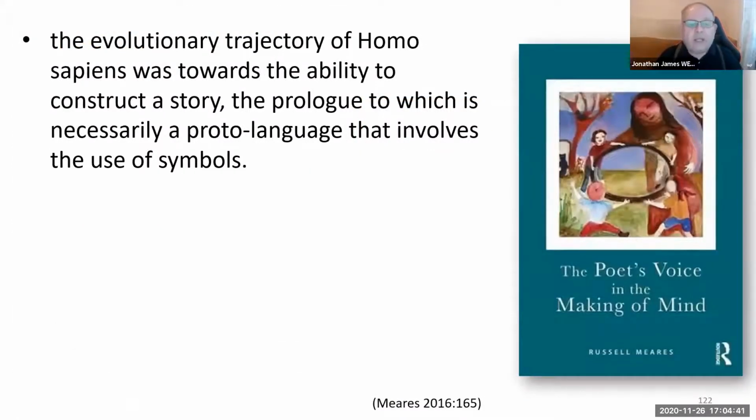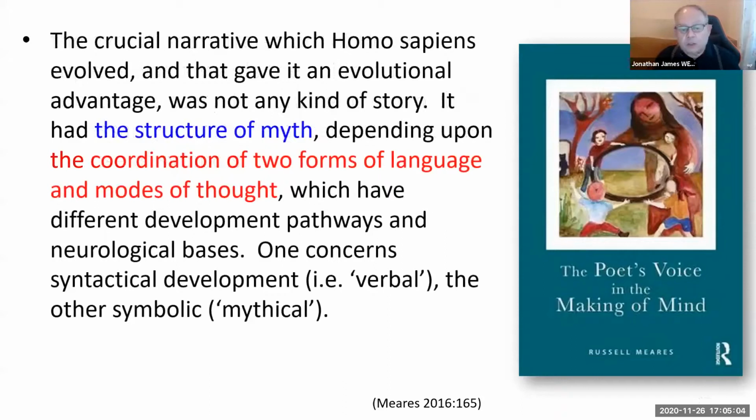Now, he goes on to talk about the fact that the evolutionary trajectory of Homo sapiens is toward the ability to construct a story. And certainly we know that a story figures prominently in verbal art, but he's saying the prologue to this is a proto-language that involves the use of symbols, metaphor. The crucial narrative which Homo sapiens evolved that gave it an evolutionary advantage was not, however, any kind of story. It had the structure of myth. And this structure of myth depends on the coordination of the two forms of language, the two modes of thought, which have, as he points out, different developmental pathways and neurological bases. One concerns syntactical development, the verbal, and the other, the symbolic, the verbal versus the mythical, or as we've talked about, the functional versus the aesthetic.